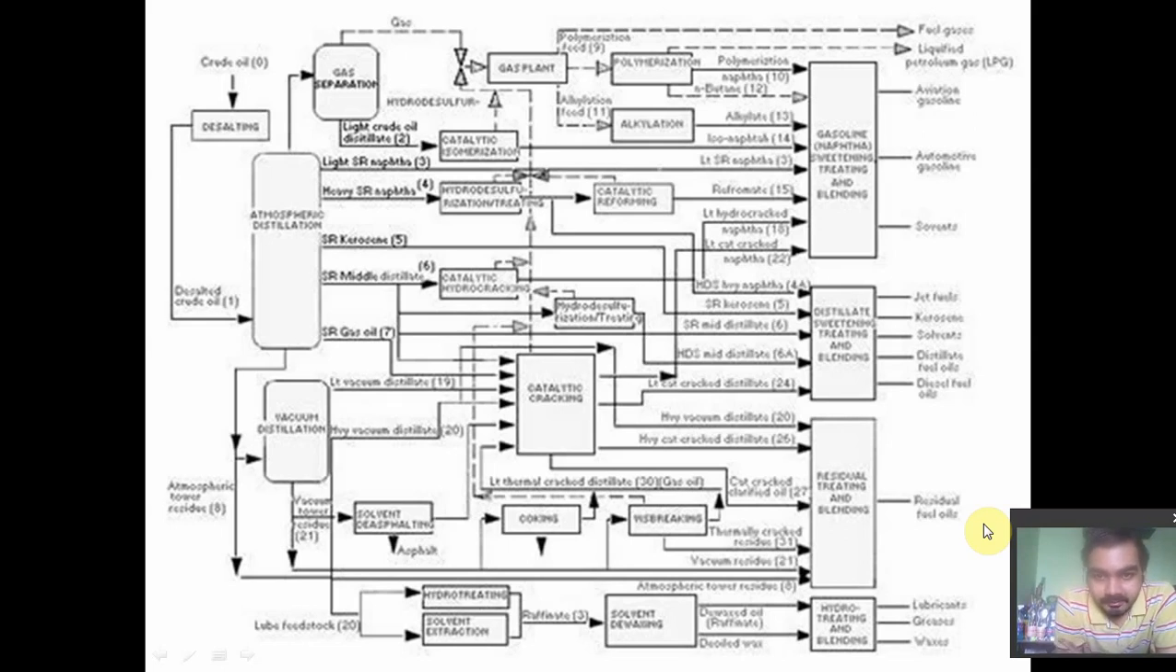So in the previous videos we have discussed our course objective. In this video we will have some basic understanding of what a refinery looks like.